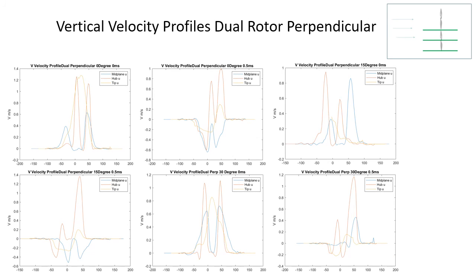Next is the vertical velocity profile for the dual rotor perpendicular configuration. For this one, the mid plane, which is the laser plane in between the two rotors, had the lowest velocity, which makes sense because it's in between the two rotor blades, except for the 15-degree test case where it almost matched the hub.